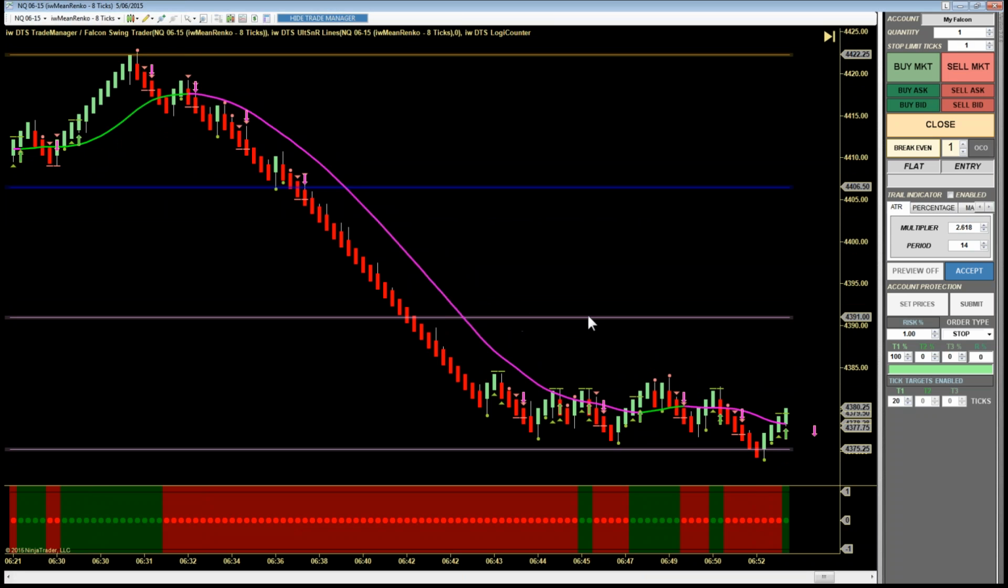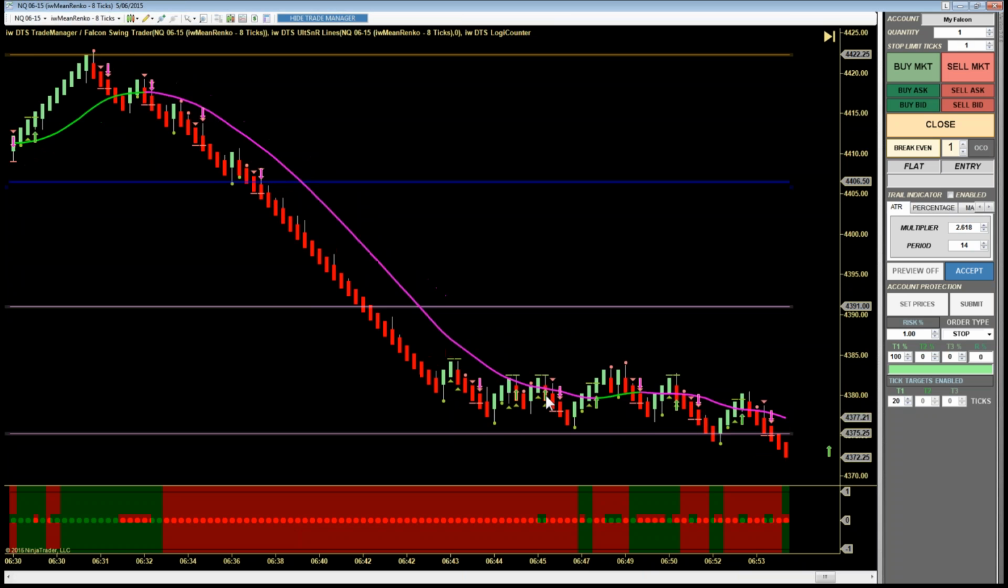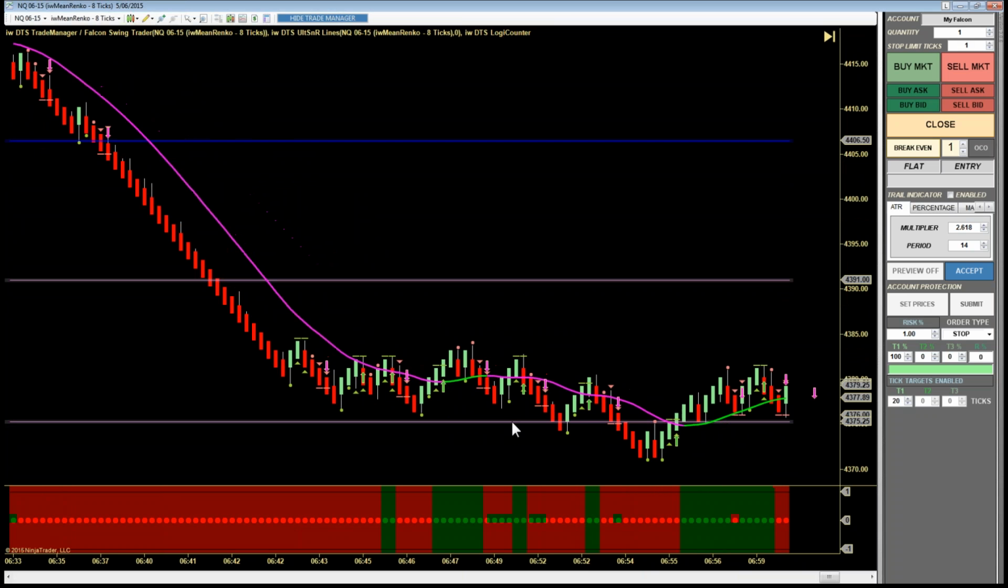He also likes to use them as places to roll his stops. So as the market progresses lower, he would roll his stops below the support and resistance lines. So had he not taken profit here, he would have rolled his stop down here, and he probably would have been stopped out somewhere around here.